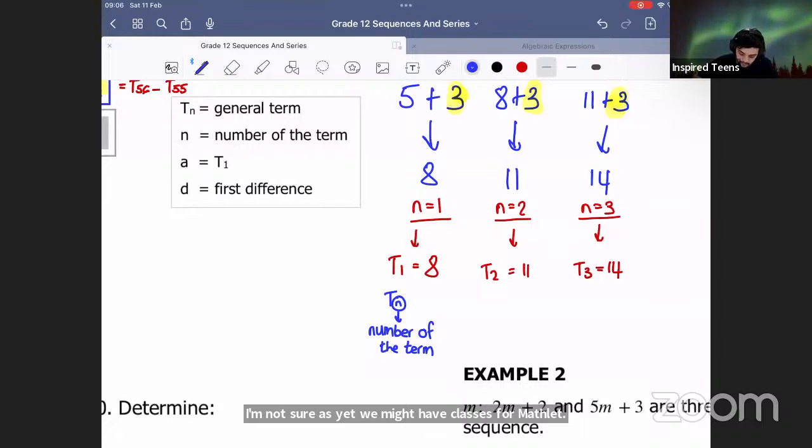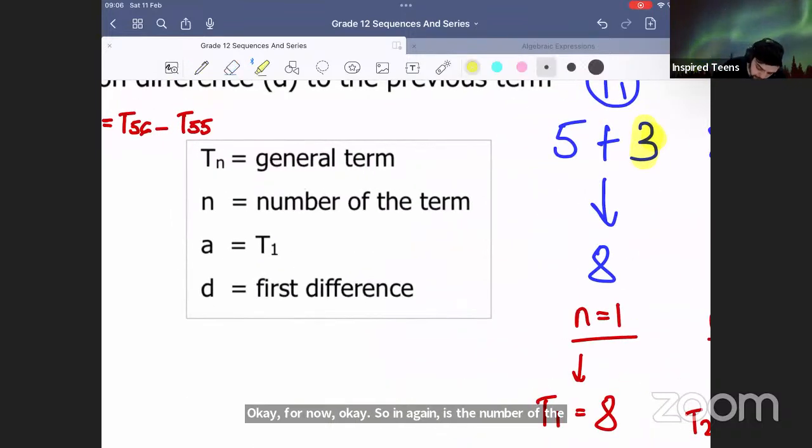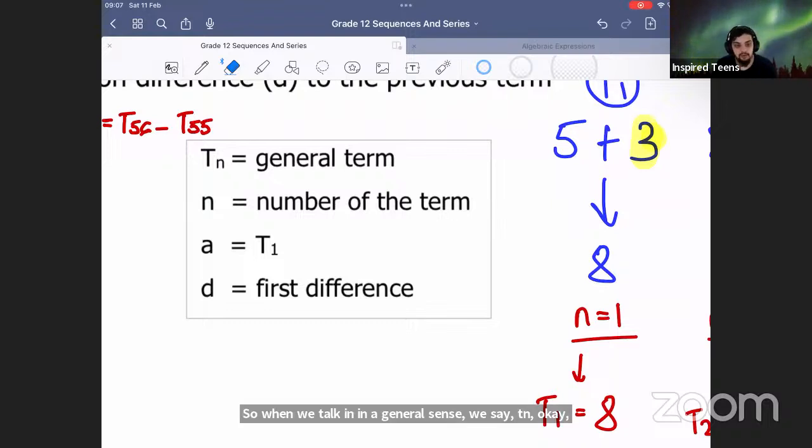Okay, for now. So n again is the number of the term. When we say Tn and we describe it as the general term, remember n could be anything. n could be 1, 2, 3, 4, 5, whichever term in the series you're talking about. So when we talk in a general sense, we say Tn. That's equal to the general term.